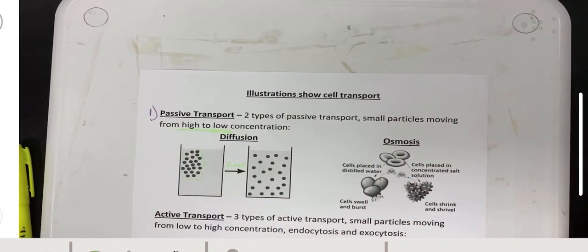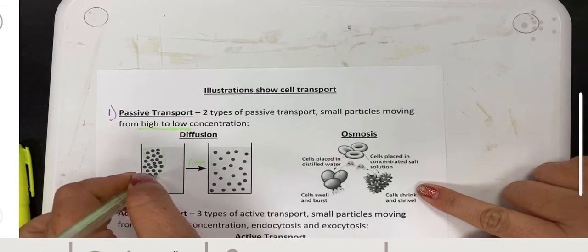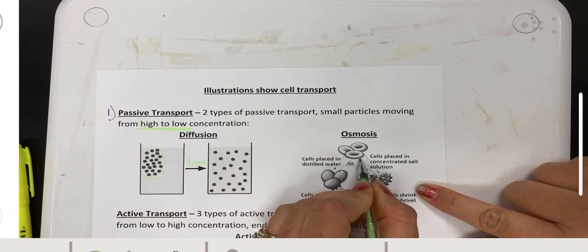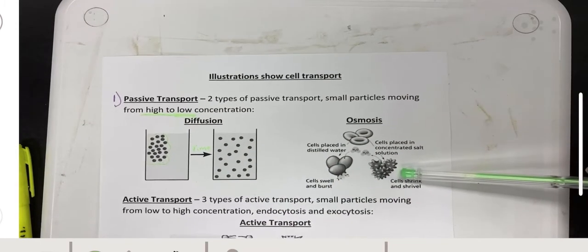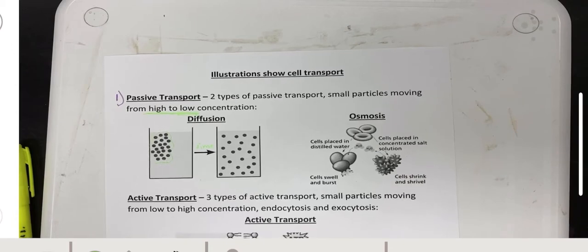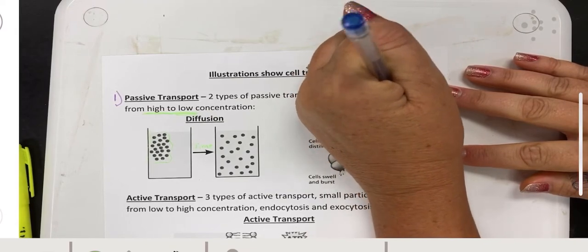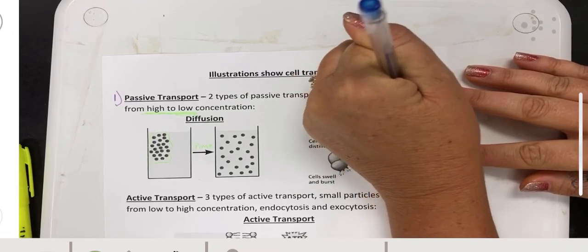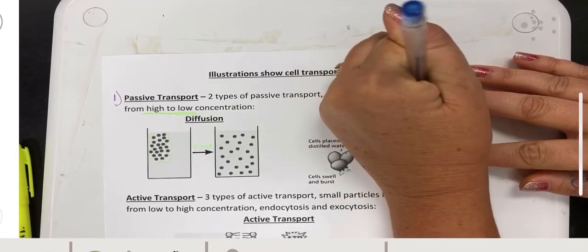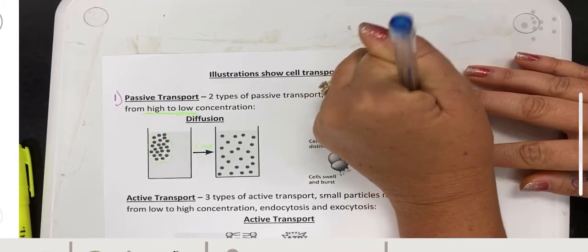All right, osmosis looks a little different, looks really confusing. I promise you it's not. It just involves water moving through a membrane, diffusing through a membrane. The membrane is your cell membrane, okay? So the difference here is that we have some water diffusing through a membrane. That's the main difference in osmosis and diffusion.